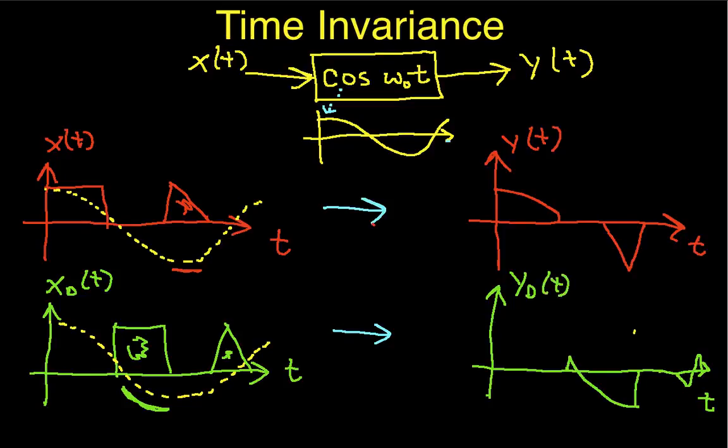Okay, so now the question is: this y of d, the output due to the delayed input, is it equal to y of t minus tau? Well, basically the question is, if I shift this y, do I get this y of d? If I shift this y, we'll draw something like this, because this is what the shifted y looks like.